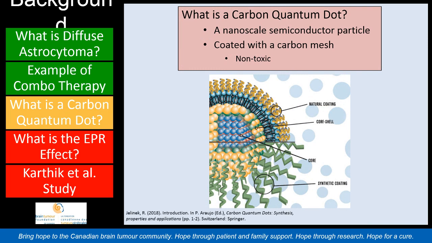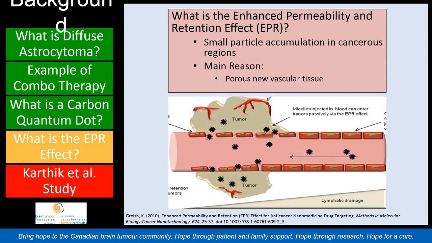So next, what is a carbon quantum dot? It is a nanoscale semiconductor particle coated in a carbon mesh. An important property is that once it's in the living organism, it's actually non-toxic. Furthermore, there's an important property called the enhanced permeability and retention effect. Simply put, small nanoscale particles such as liposomes and micelles, and most importantly, nanoparticles, can accumulate in cancerous regions. The reason for that is because of the porous new vascular tissue created by cancer.